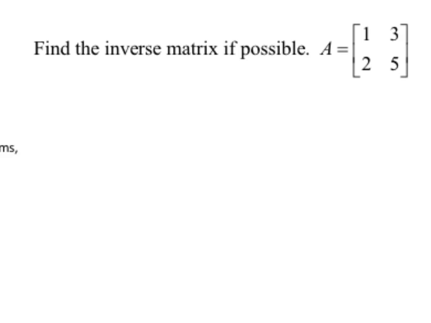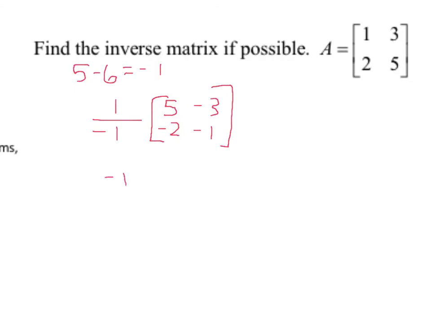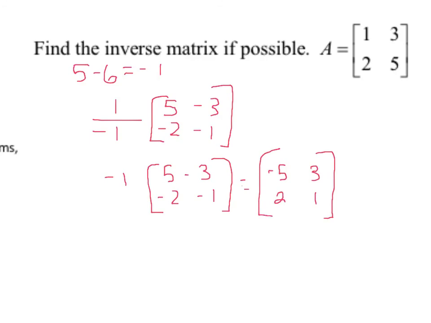So it says, find the inverse of the matrix if possible. So the first thing you've got to do is check the determinant: 5 minus 6 equals negative 1, so it doesn't equal 0, so we're good. Then, remember, you do 1 over negative 1 times the matrix 5, negative 3, negative 2, negative 1. We're just following the switch. So that's negative 1 times that, which would equal negative 5, 3, 2, 1. So there's the inverse of the 2 by 2.